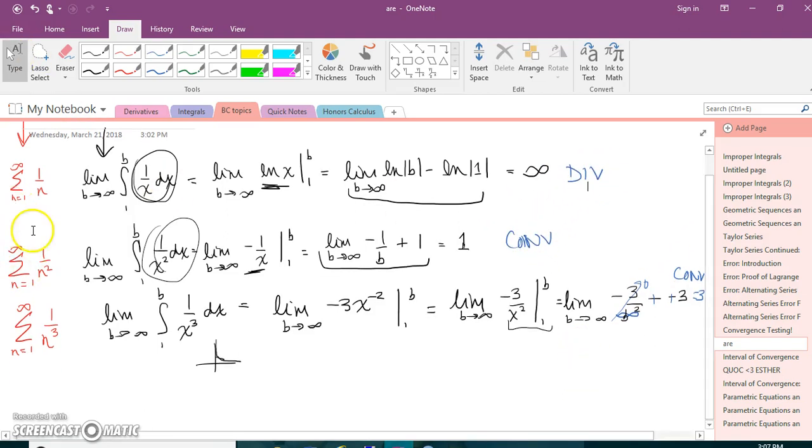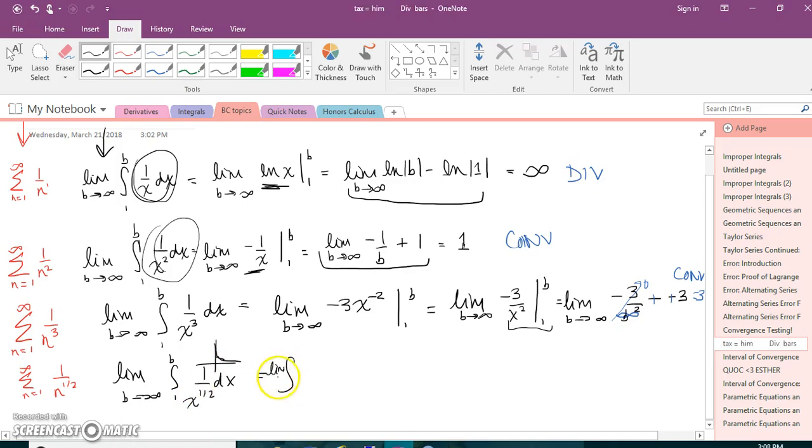So first I went from n squared to n cubed. What if I had this series? 1 over n to the half. Here was 1. 1 didn't work. 2 converged. 3 converged. Let's try a half. And think really carefully about what's going on here. It's the limit as b goes to infinity of 1 over x to the half dx. So that's the limit as b goes to infinity, 1 to b of x to the negative 1 half.